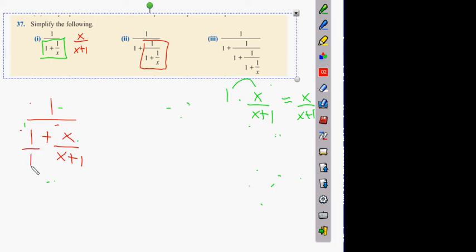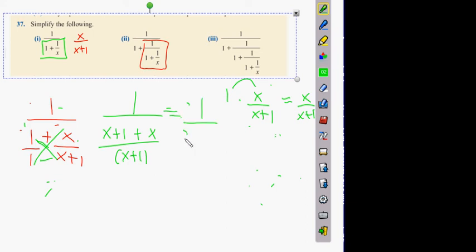Now how do we get a lowest common denominator this time? What do we do again? Same thing again. That one by that one, that one by that one. And what are you left with? You're left with 1 divided by x plus 1 plus x all over x plus 1. Does everyone understand what I'm doing? Yeah. 1 multiplied by x plus 1, 1 multiplied by x. What's on top then, guys? Equals 1 over 2x plus 1 all over x.